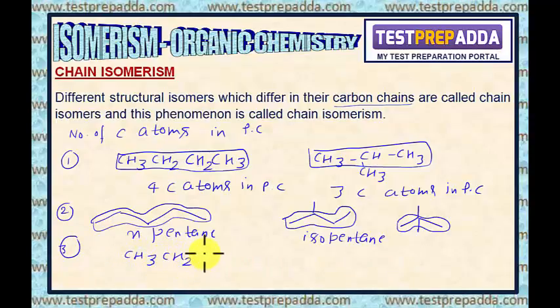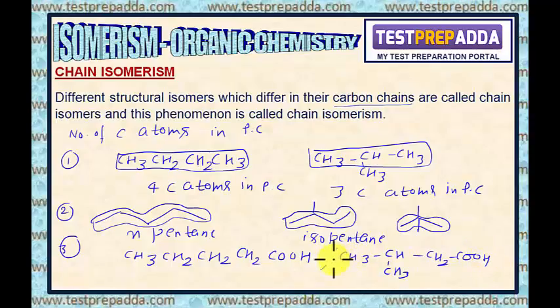CH3, CH2, CH2, CH2, COOH. Now, keeping the functional group same, we have to make the difference where? In the carbon skeleton. So I can write CH3, CH, CH3, CH2, COOH. Now see, here the number of carbon atoms in the parent chain is 4, and here the number of carbon atoms in the parent chain is 5.